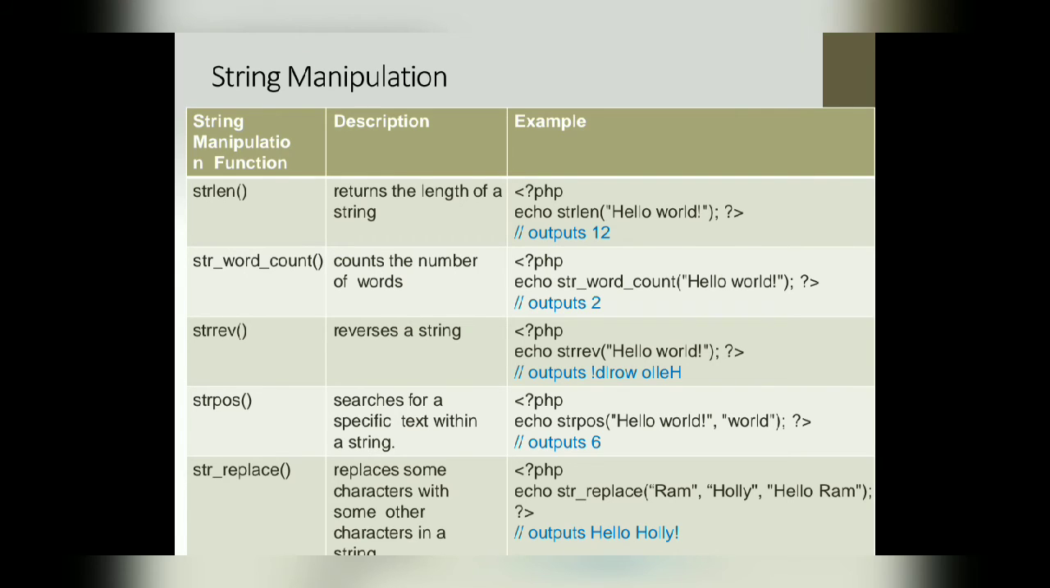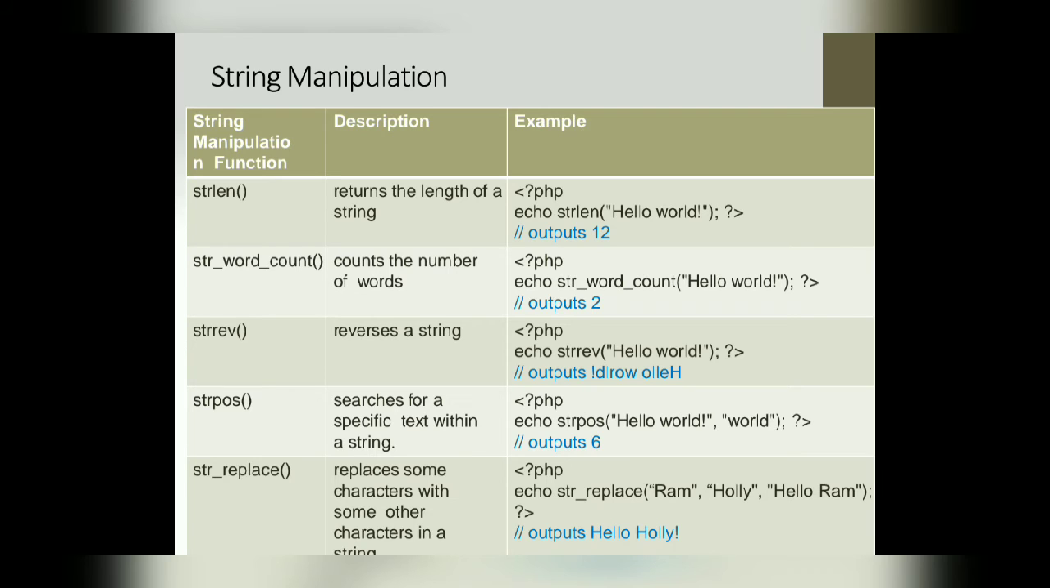Now the string manipulation table is given here. It lists the string manipulation functions that are used with strings, basically their description and an example of how each is used in a PHP script. Okay, so the first function is strlen. It returns the length of a string. The strlen function is used for returning how many characters are there in a particular string that you have provided.